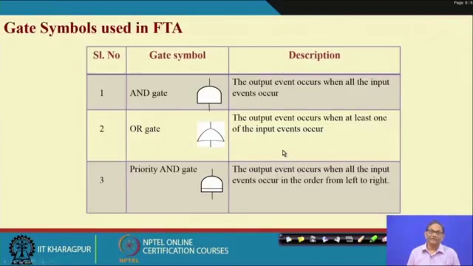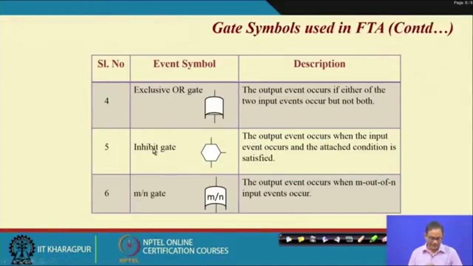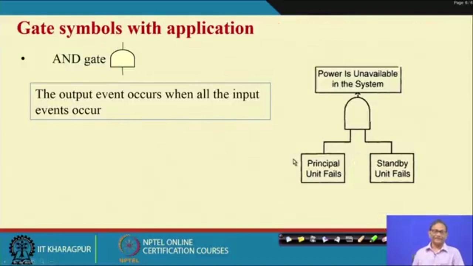Then there will be several gate symbols. Gate symbols are used in between event symbols to logically link the parent event to the children events. Okay. So there will be AND gate, OR gate, priority AND gate, and then exclusive OR gate, inhibit gate, and voting gate. So six gates I am showing here. I will explain all those gates with examples.